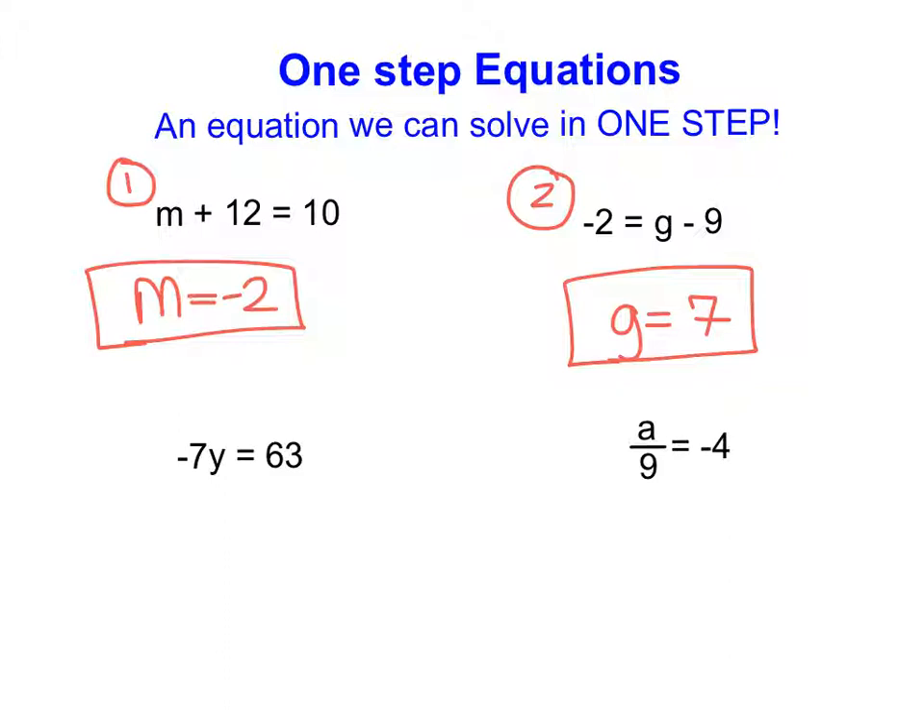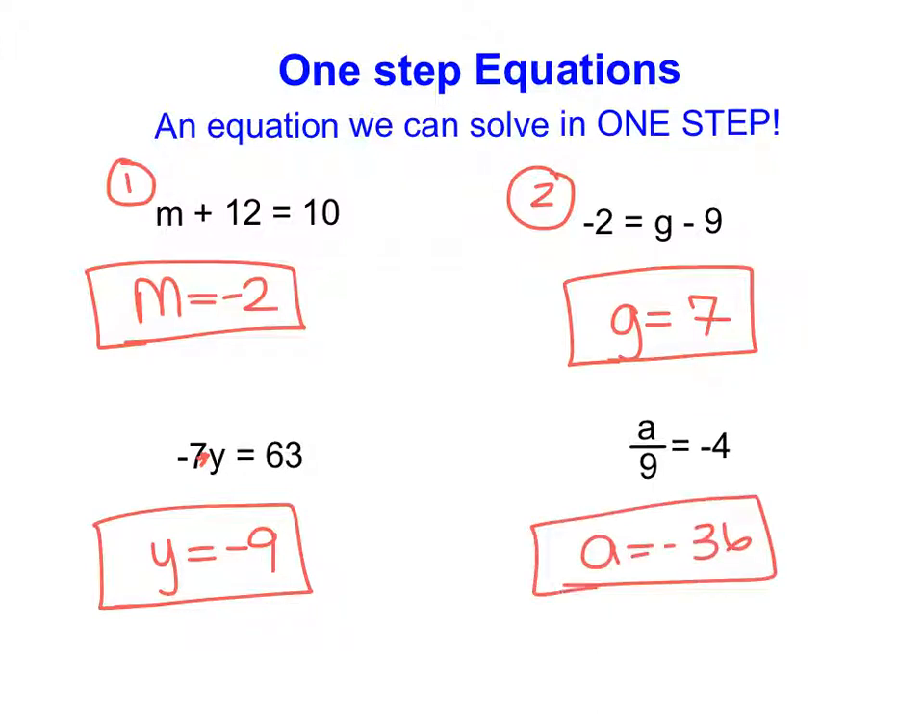If we look down here, remember items smushed together imply multiplication. So this is saying -7 times y equals 63. y would have to be -9, because 9 times 7 is 63, and negative times negative is a positive. And then over here, we have a divided by 9 equals -4, which means a would have to be -36. So when we're solving equations, we're looking for the value of that variable that, if placed in for the variable, would make the equation true.